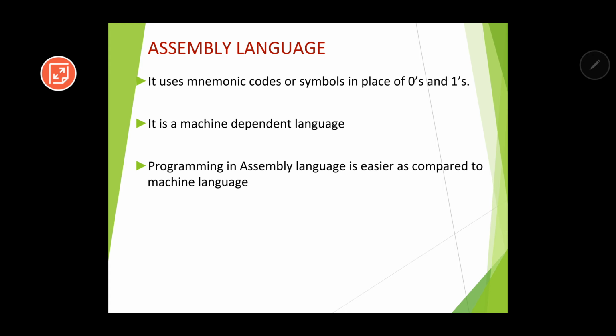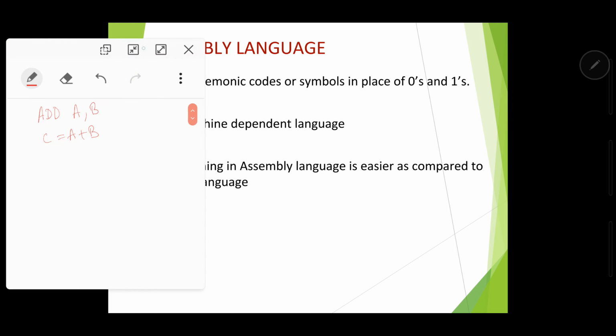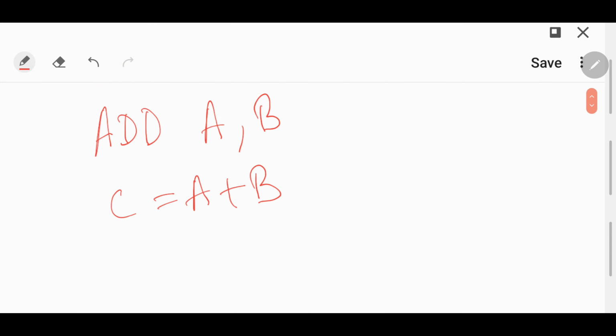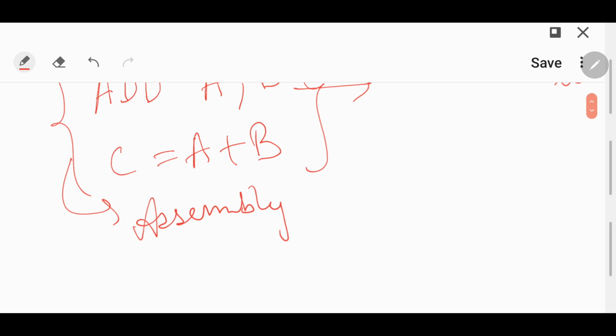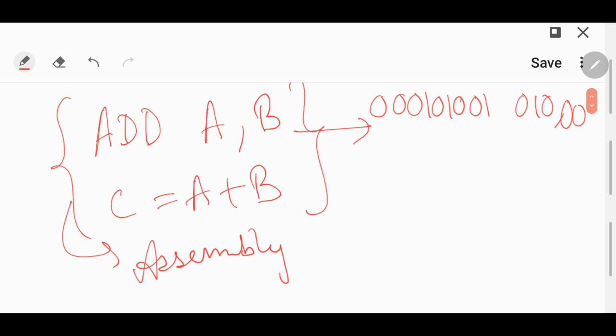Programming in assembly language is easier as compared to machine language. Let's see the validity of this particular point. Why? Because let's say to write this particular sentence, these are written in, let's say, assembly language. But if we have to write it in machine language, let's say we have to write like this: 0 1 0 then 0 0 1 1. Then for this line, let's say we have to write.